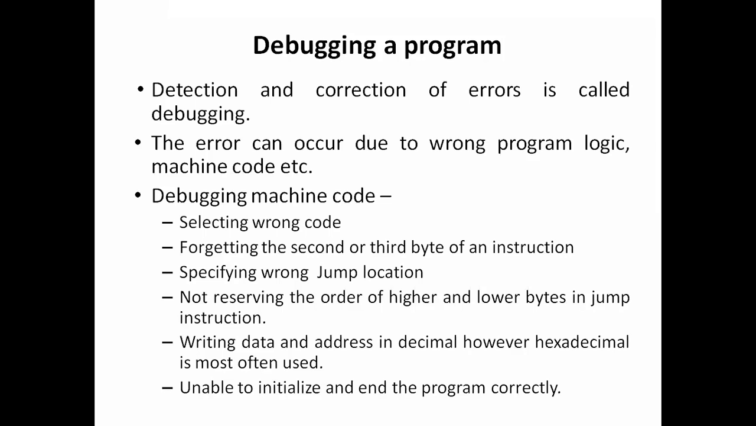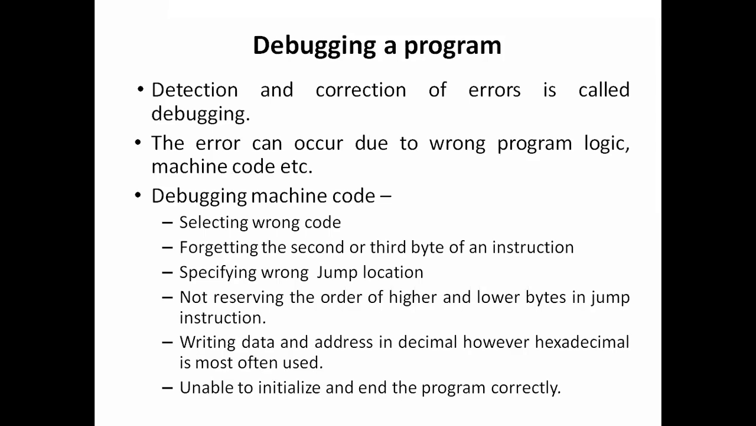If you have not done that, then whatever is the previous content of the HL pair will be considered by the program. So it is necessary to initialize the program with the correct values. Suppose you have to check 10 numbers and you have written 6. So it will test only 6 numbers and then it will skip from the program.